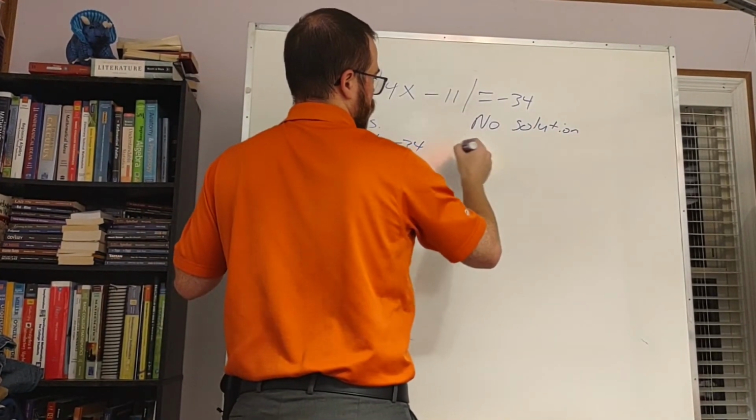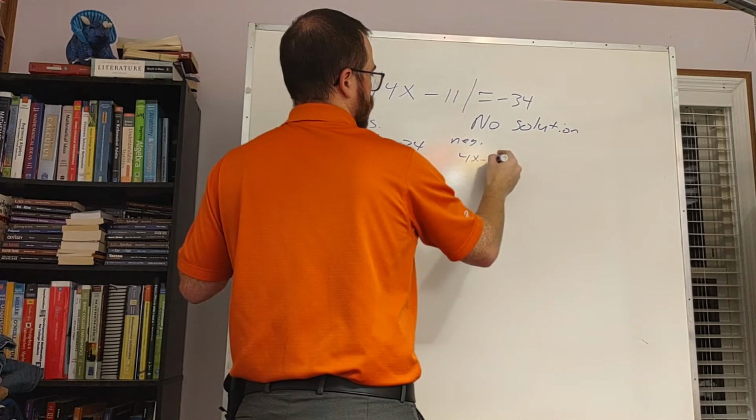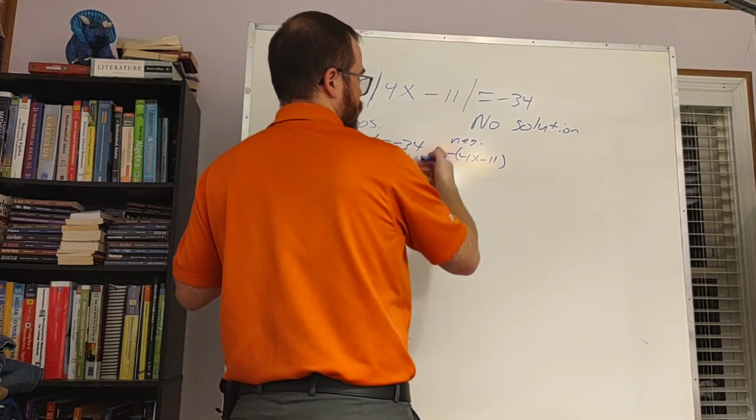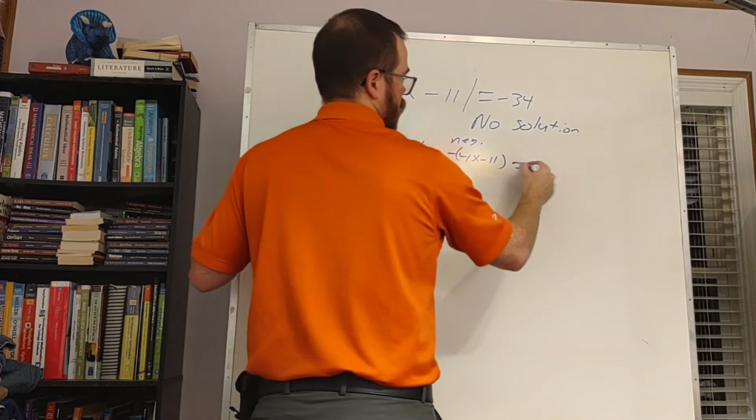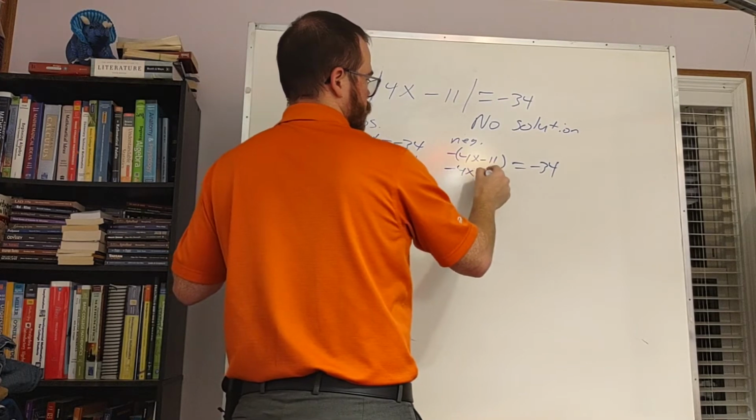Come over here, let's do the negative case. So we've got 4x minus 11, and we're putting that all in parentheses with a negative in front. So that's the negative case of everything inside of here. Over here we've got negative 34. Distribute this, so we've got negative 4x plus 11.